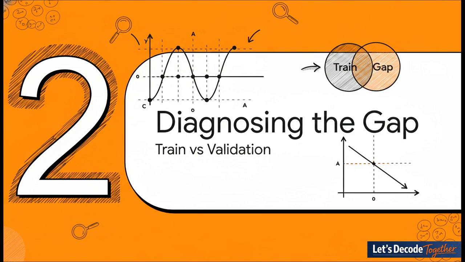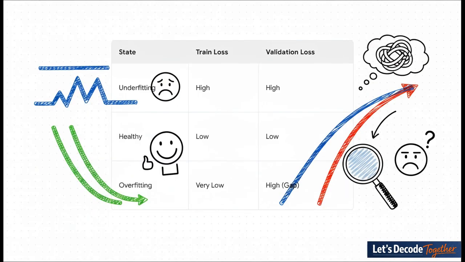That brings us to Section 2, diagnosing the gap, train versus validation. Data scientists track a specific diagnostic gap using two key metrics during training. There's training loss, which measures the error on the data the model is actively seeing, and validation loss, which measures error on entirely held-out data.